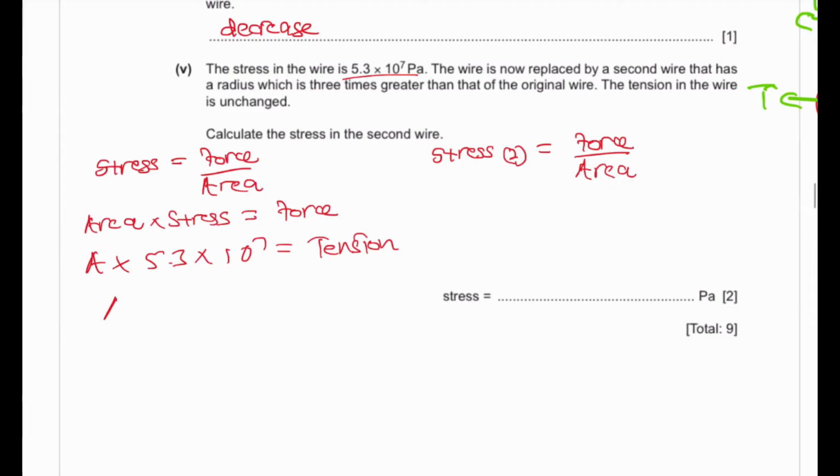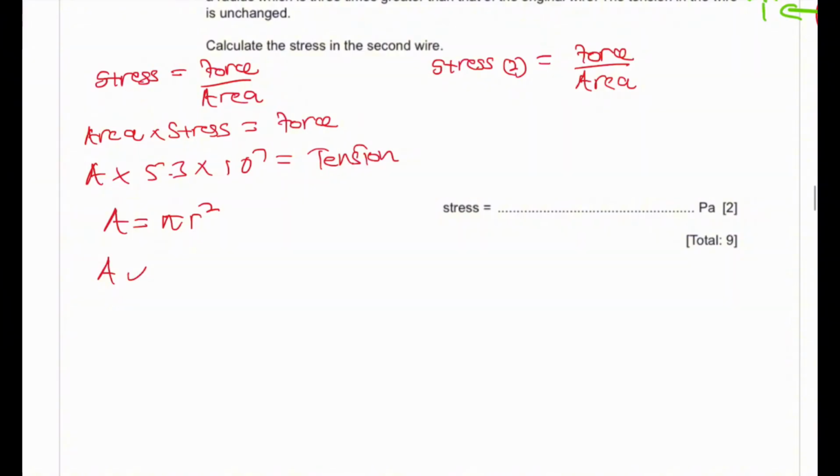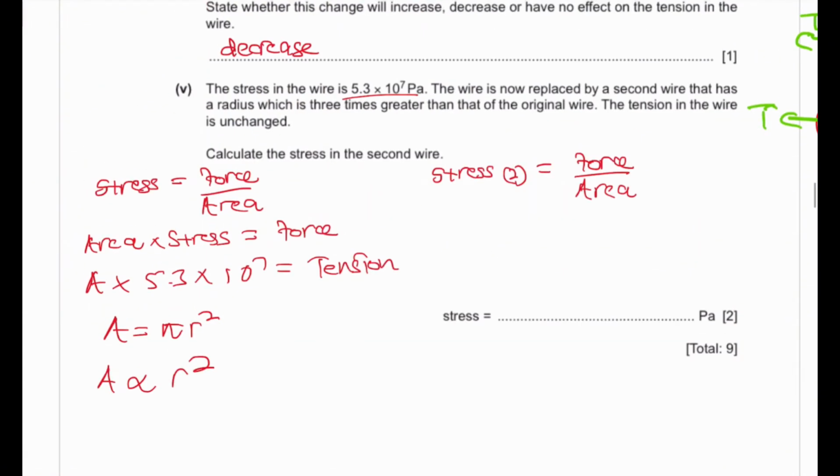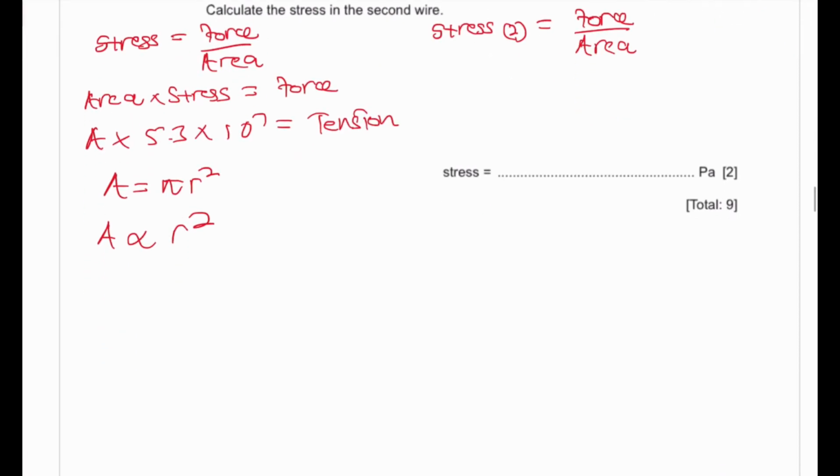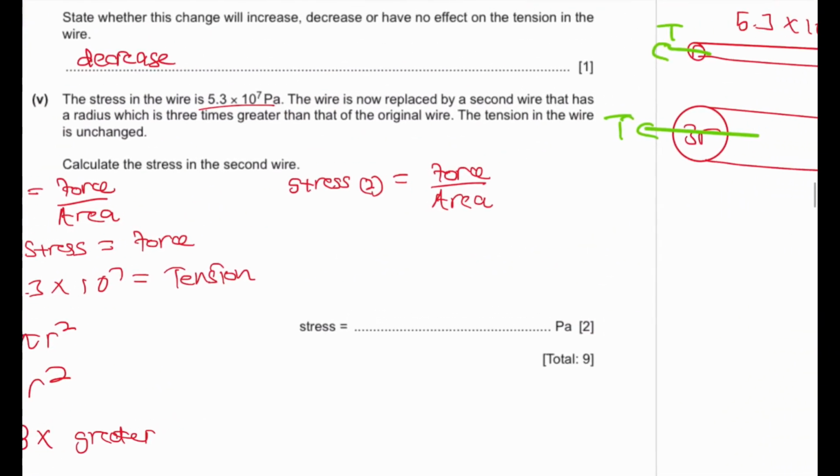We know that area is basically pi r squared, meaning that the area is related to the radius squared. So if your radius is 3 times greater, what does this mean about your area? Your area has to be 9 times as great, because it's r squared. So area actually changes to 9A.